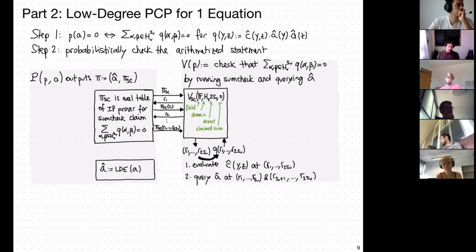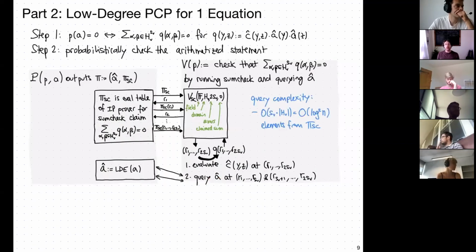And all we have to do with respect to the PCP oracle, which is a low degree extension of A, is to query it at the random locations that we need for the soundcheck protocol. So that's the idea of what is happening there. So these are the queries that we will make to the oracle.